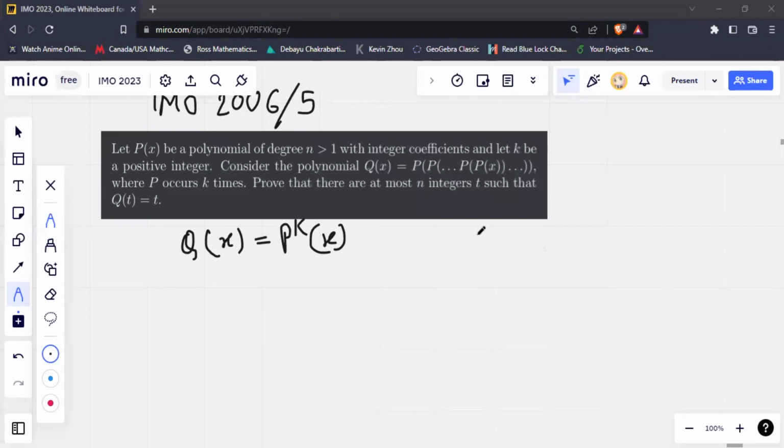I have done this problem before, so I will not have any comments on this. Fine. I think we'll have to relate the fixed points of Q with those of P. How do you know if P has fixed points? Even if it does, it has at most n such fixed points. Basically, we want to prove that Q of x minus x has at most n roots, n integer roots, I mean. Right.